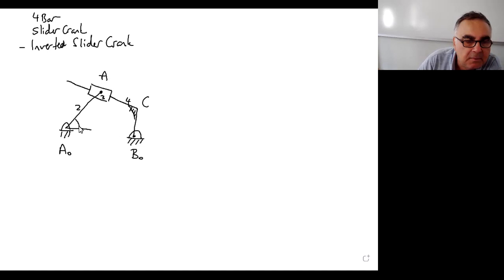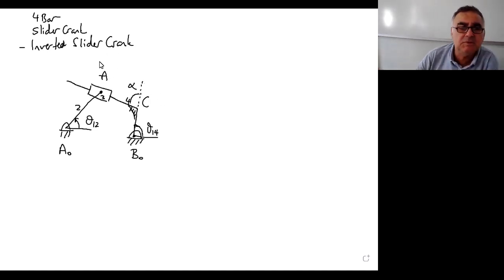Angles: theta 1, 2 is one angle. Number 3 is the slider. This angle is, let's say, theta 1, 4. And let's say that we have this imaginary line, and let's call this angle alpha. Or you can call it alpha 4, but it doesn't matter.